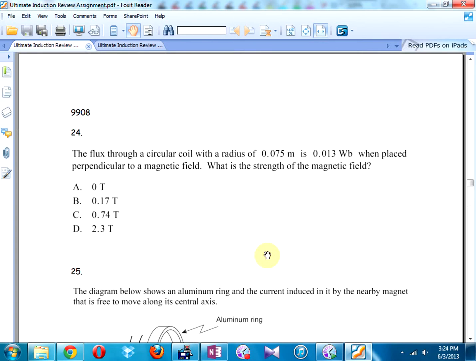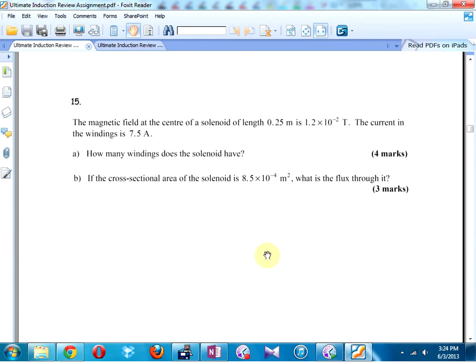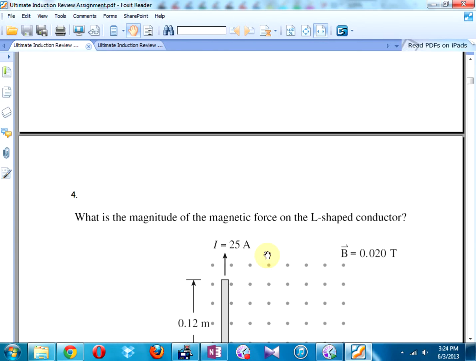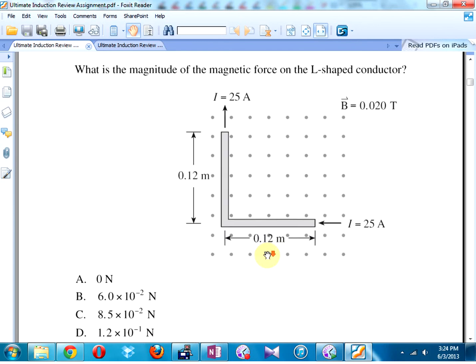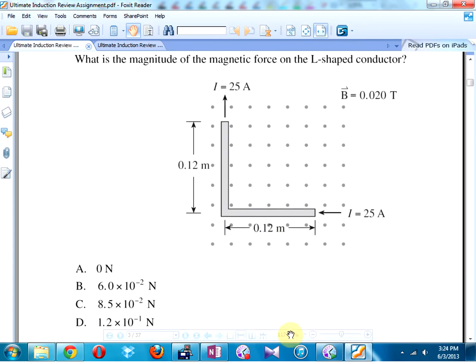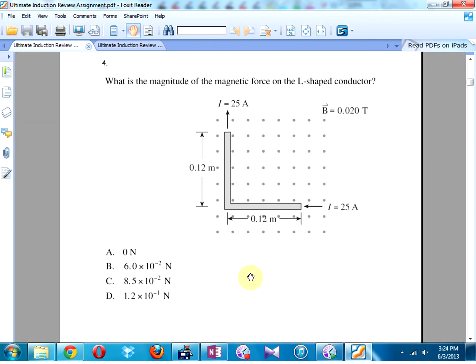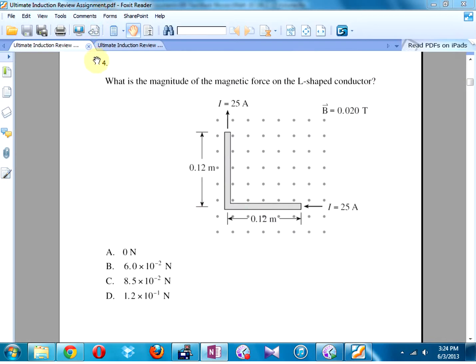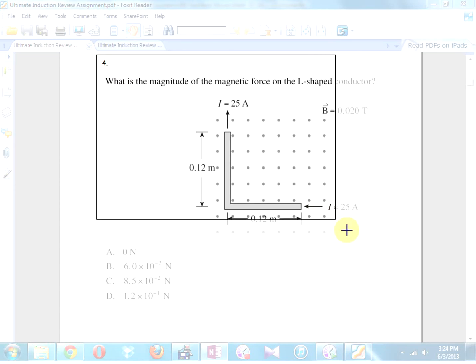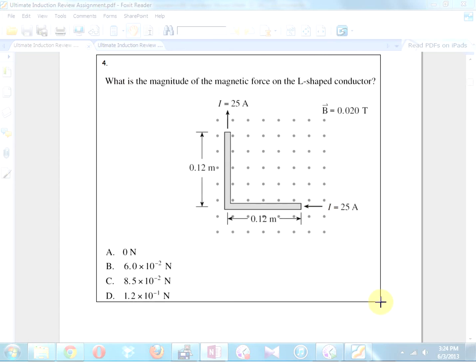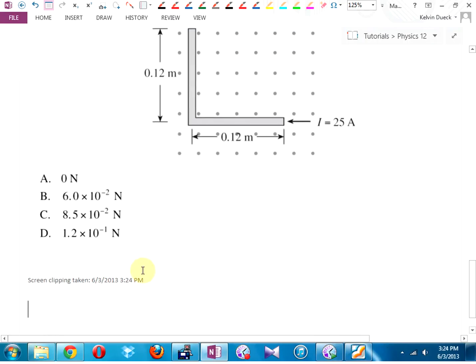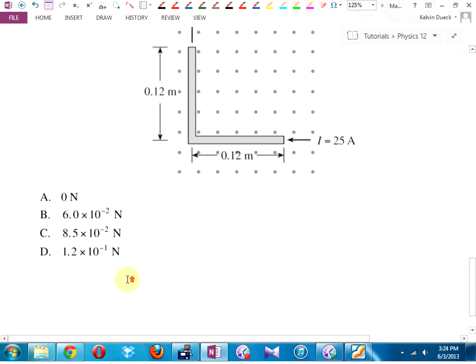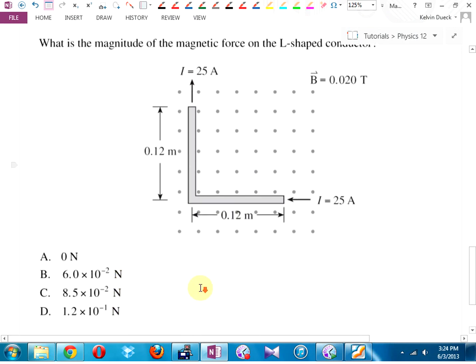I'll come back to that. Number 4. Ah, this is kind of a cool one. This was a fairly challenging one. This was a nasty one, so you've asked me a good question. You could argue it partly overlaps last unit and partly overlaps this unit.